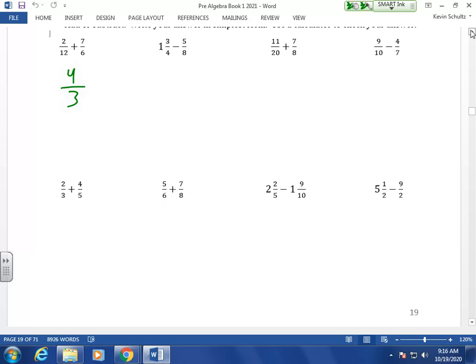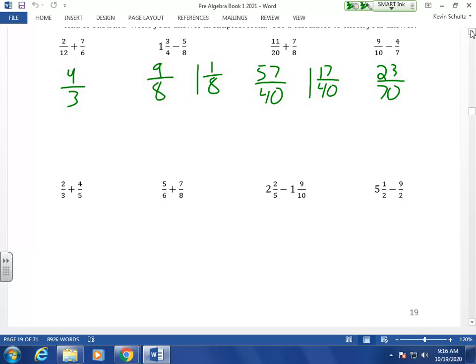The next one, 9/8 as an improper fraction or 1 1/8. Either one's fine. Improper fraction or mixed number. Either one's fine. The next one, 57/40 as an improper fraction or 1 17/40. Either one is okay there. And the fourth one in this row, 9/10 minus 4/7 is 23/70. 23/70. Okay. Questions on those?